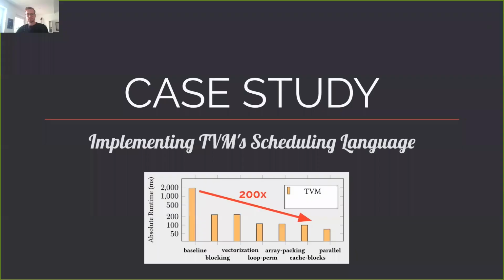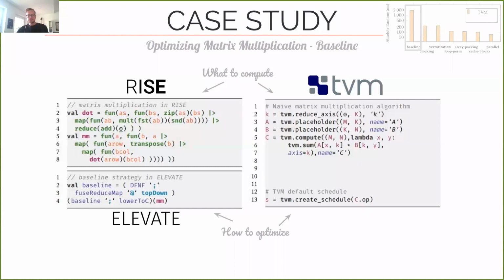Using those generic building blocks, we then try to implement the TVM scheduling language and especially define Elevate strategies that apply the same optimizations as described in the TVM tutorial, which we've mentioned earlier. So here's what the baseline version looks like. For TVM, we describe the matrix multiplication using the Python API and use the default schedule to generate unoptimized code. For our functional way, we describe the matrix multiplication computation using Rise and its functional array primitives like map and reduce. And we define a separate strategy in Elevate, which explains how to optimize this computation.